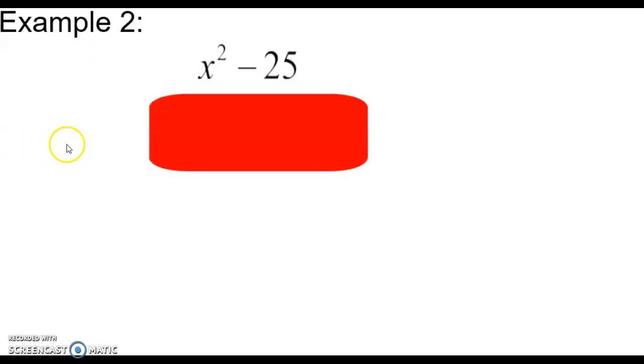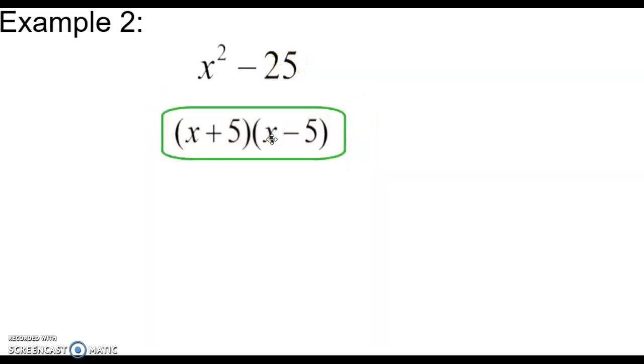So our second example here is x squared minus 25. Again, x squared is a perfect square. 25 is a perfect square. The square root of 25 is 5. So therefore, our factors are going to be x plus 5 and x minus 5.